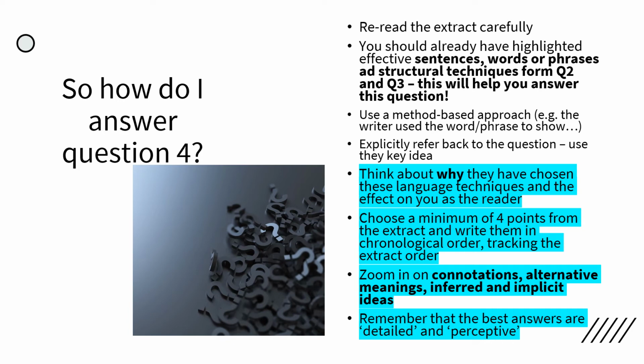Think about why they have chosen these language techniques and the effects on you as the reader. Choose a minimum of 4 points from the extract and write them in chronological order, tracking the extract. You should zoom in on the connotations of these words and remember that the best answers are detailed and perceptive, so they pick up on interesting things, they pick up on unique things, things that are not necessarily obvious.